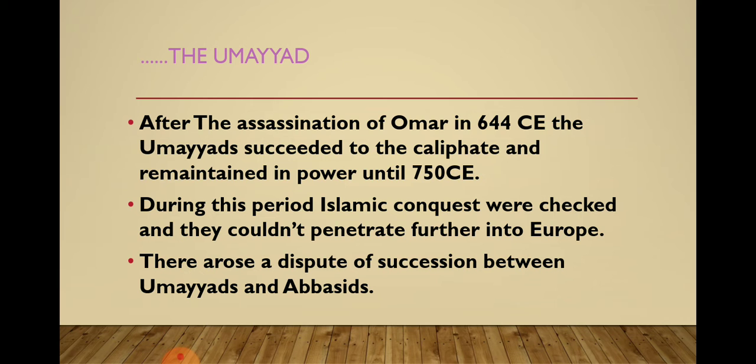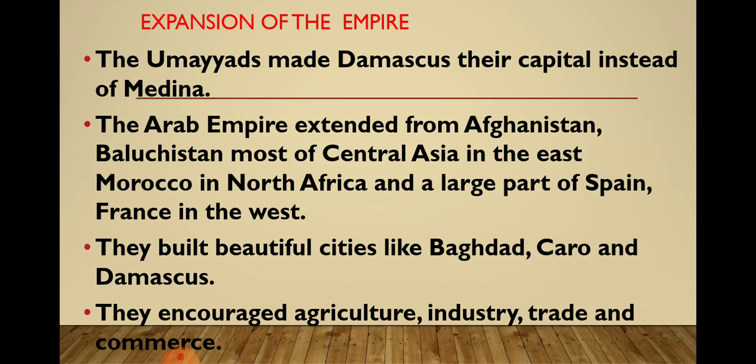The first group who emerged was the Umayyads, and they made Damascus their capital instead of Medina. Till then Medina was the capital, and then it was shifted to Damascus. The Arab Empire extended from Afghanistan, Baluchistan, and most of Central Asia in the east, to Morocco in North Africa and a large part of Spain and France in the west. These were the areas under the control of the Arabian Empire.